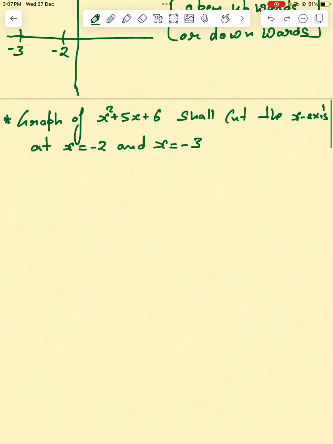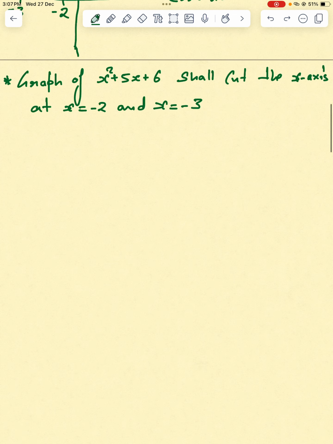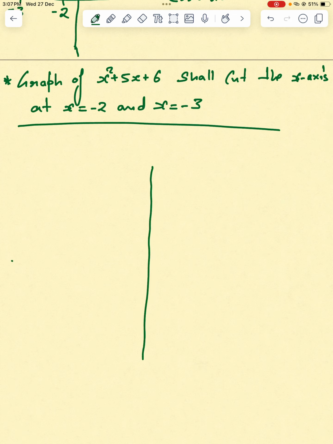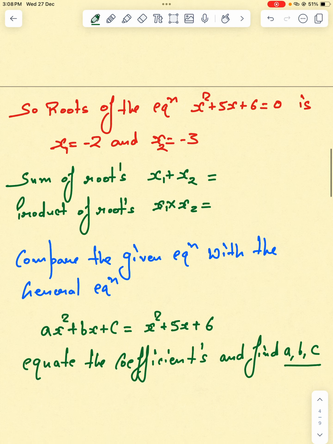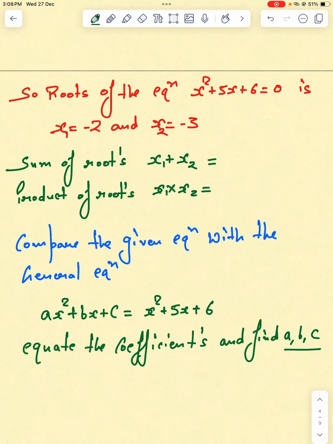So this is the physical significance. I will plot here. This is minus 3, this is minus 2. Right, so in here you get the roots of the equation, minus 2 and minus 3.